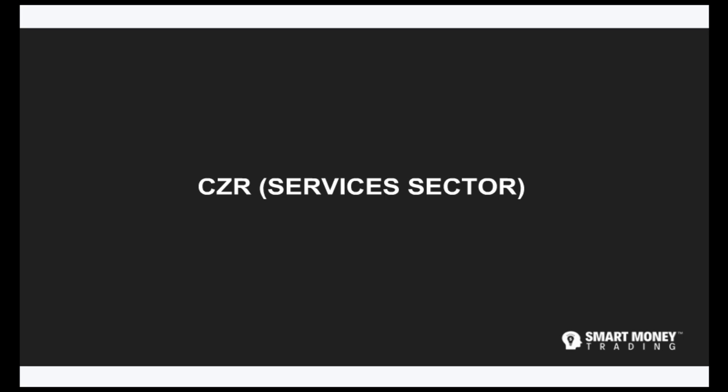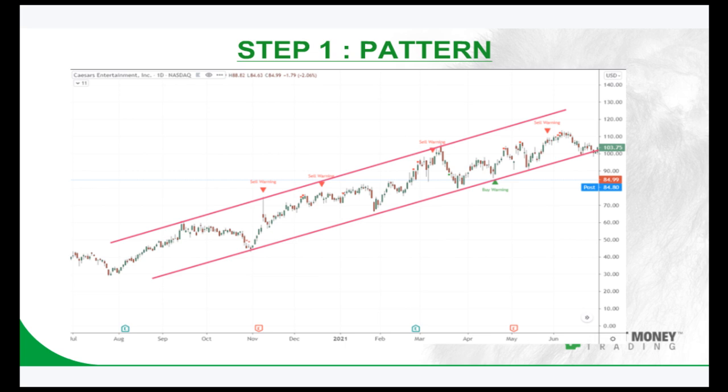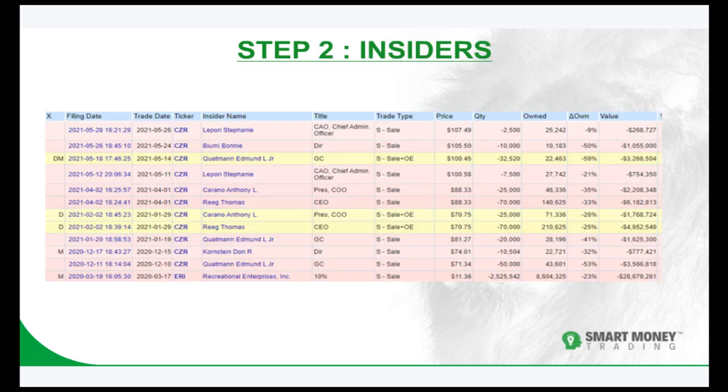So look, there's lots of examples of this. Caesar's Entertainment, the gaming company. We bought a whole bunch of puts on this one. Same reason, in the services sector. Same reason, in an upward channel. So as soon as it broke down below $98, I think it was, which is a break below that support, we bought puts. I still do own actually a few of those puts. What were the insiders doing? Massive insider selling.